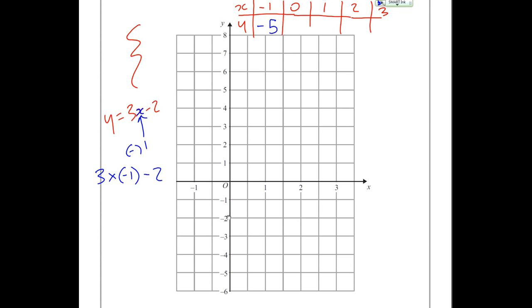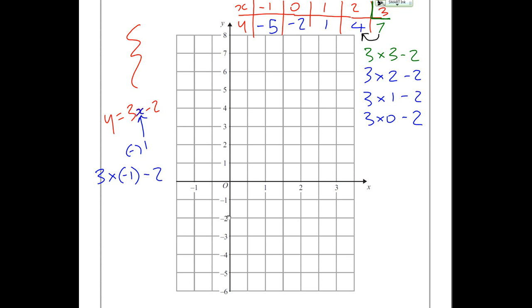Now if you're worried about sums like this, I've got a trick for you. Start from a positive side. So start from 3. 3 times 3, take away 2, is going to be 7. Then go to 2. 3 times 2, take away 2, is going to be 4. And then go to 1. 3 times 1, take away 2, is going to be 1. Then 0. 3 times 0 is 0. Take away 2, -2.